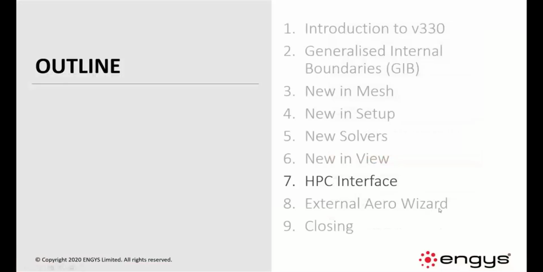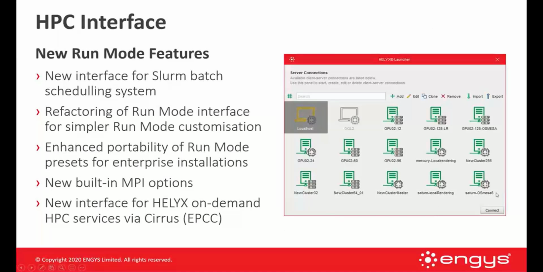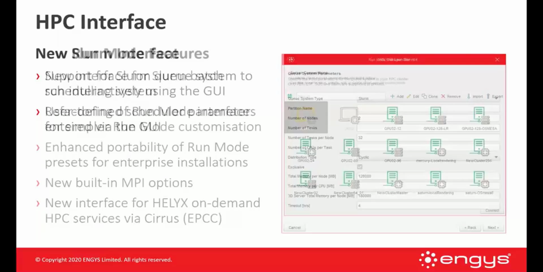And in terms of HPC interface, we have a new interface for Slurm, a batch scheduling system, with a refactor of the around mode to make it easier to customize. We added enhanced portability of around mode. We have new MPI build options. This is because we upgraded our MPI to a newer version in our core. And we have a new interface for HELYX On Demand HPC via Ceros from the EPCC.